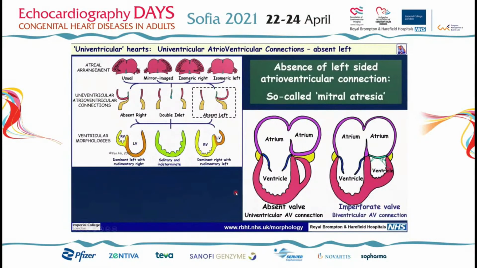So its counterpart then, absence of the left-sided atrioventricular connection, which is this picture here. The left-sided atrium has nowhere to go but to go to the next door atrium down to the ventricle. So absence of the valve versus an imperfect valve. But we're going to look at this entity first.